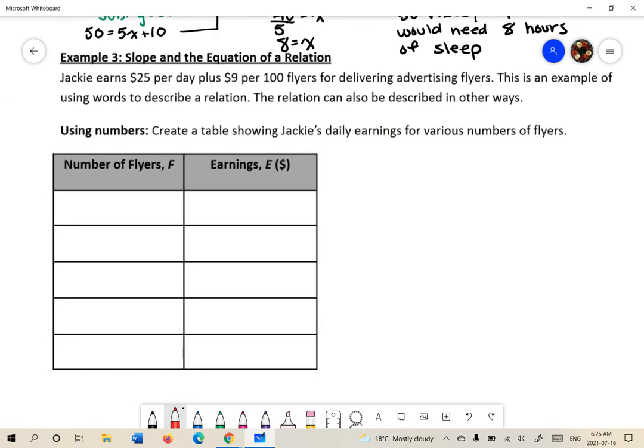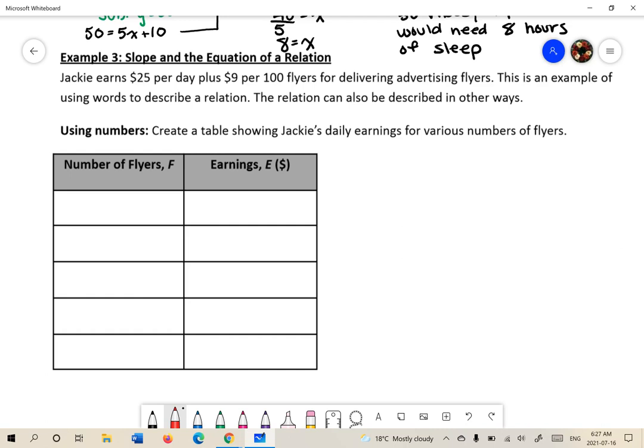Next example. Jackie earns $25 per day plus $9 per 100 flyers for delivering advertising flyers. This is an example of using words to describe a relation. The relation can be also described in other ways. Using numbers. Create a table showing Jackie's daily earnings for various numbers of flyers.